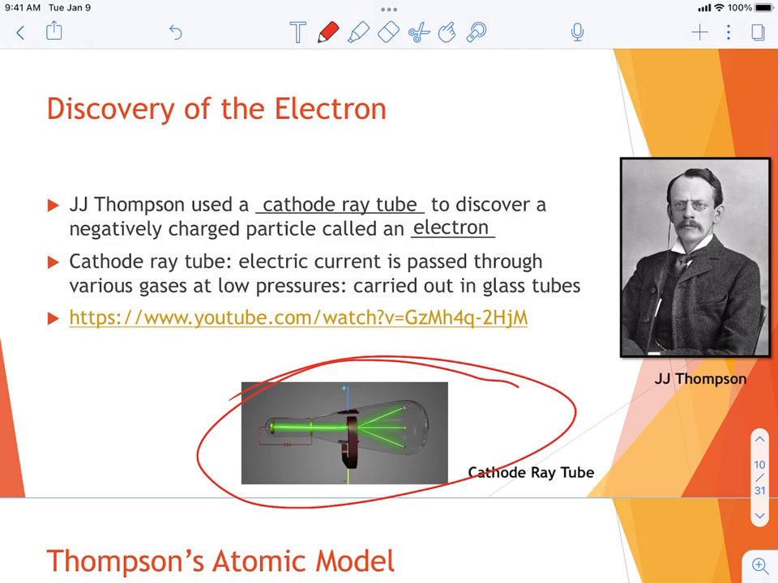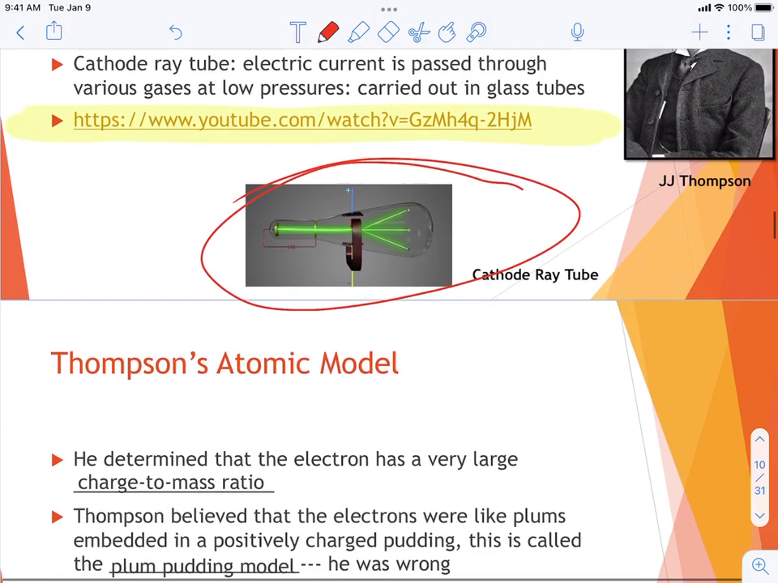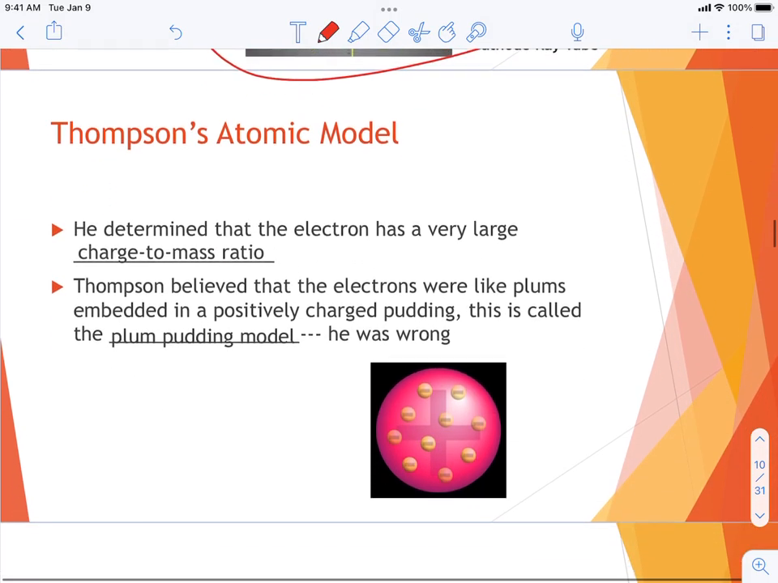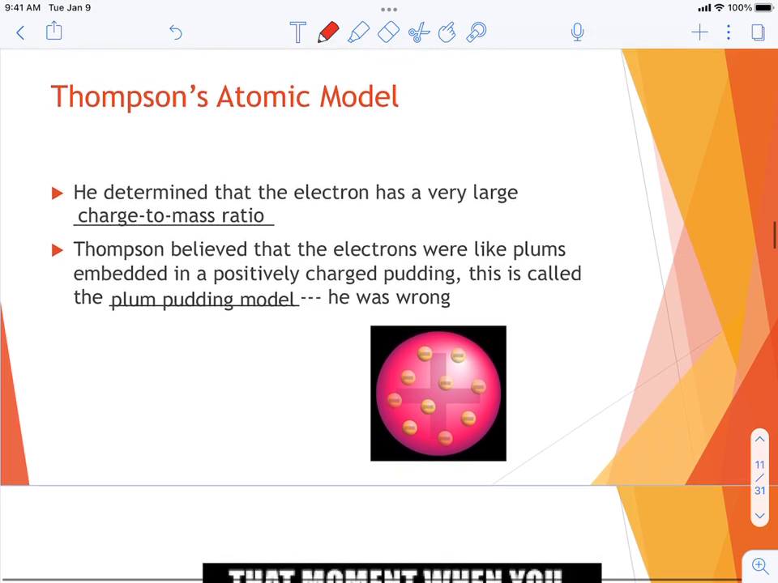It's much different now. Please watch this video. It really shows it well, how we found out that they were negatively charged. Very important. Please click on that video and watch that. Okay, from this model, he found that the electron has a very large charge to mass ratio. That's not totally important for us.